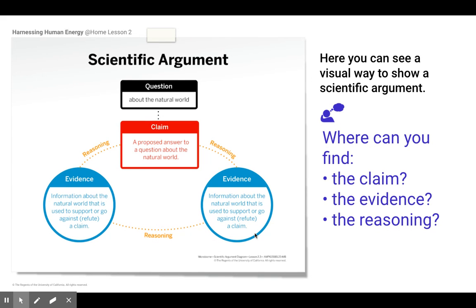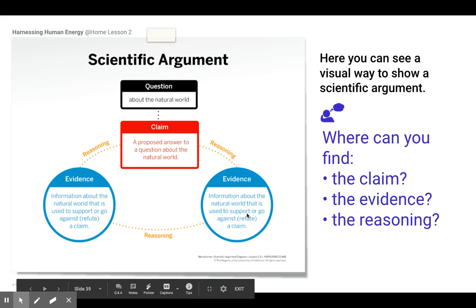And we went over this before. So all scientific argument starts with a question about the natural world. The claim is a proposed answer to a question about the natural world, and then here's your evidence, the information about the natural world that is used to support or go against, so refute, a claim. So you're going to have 2 of those.